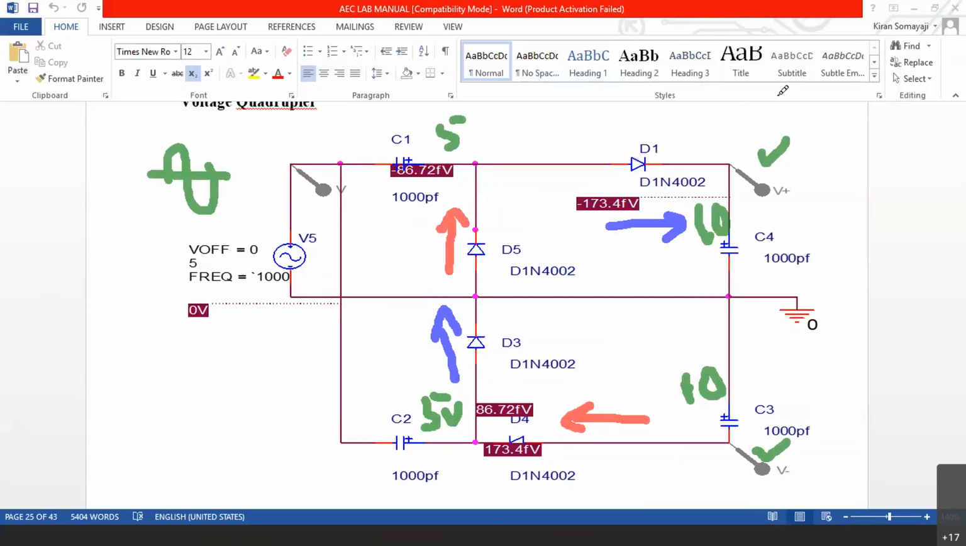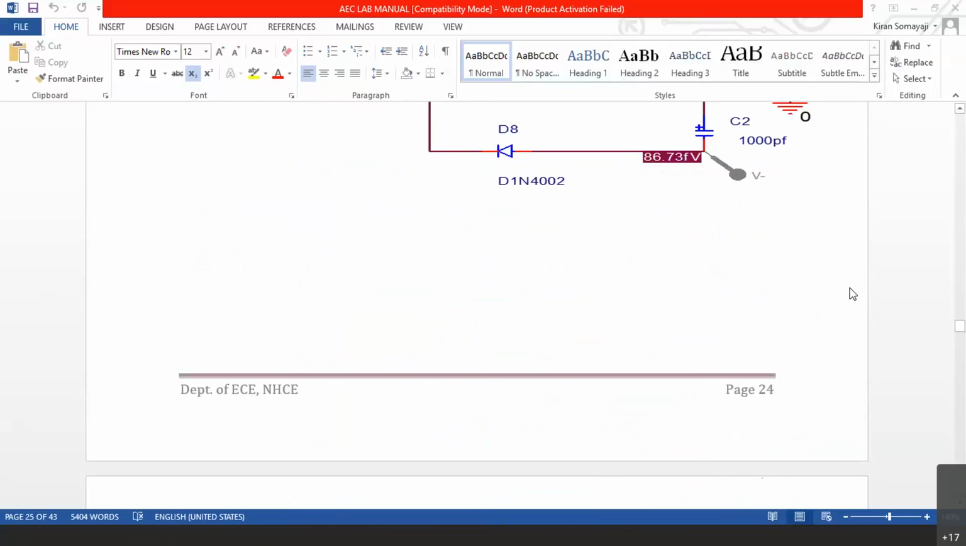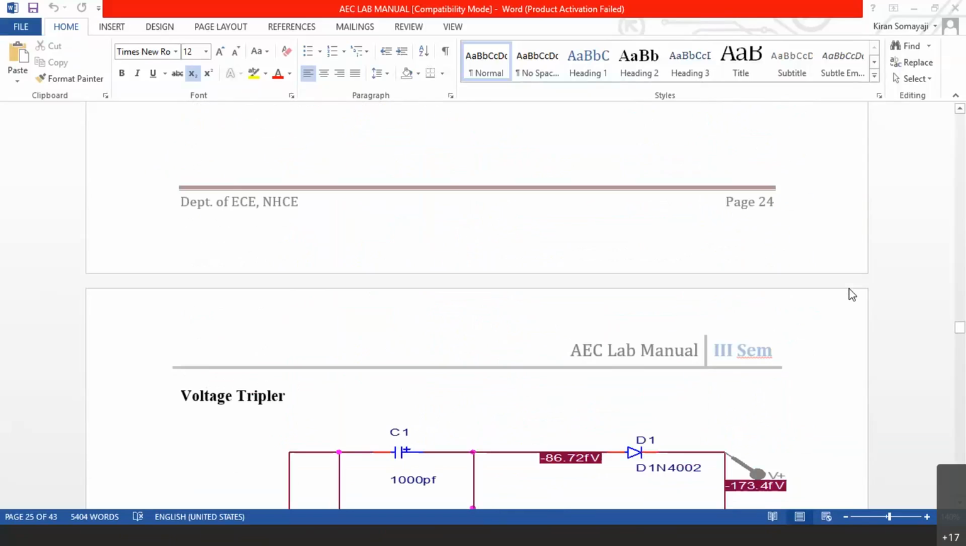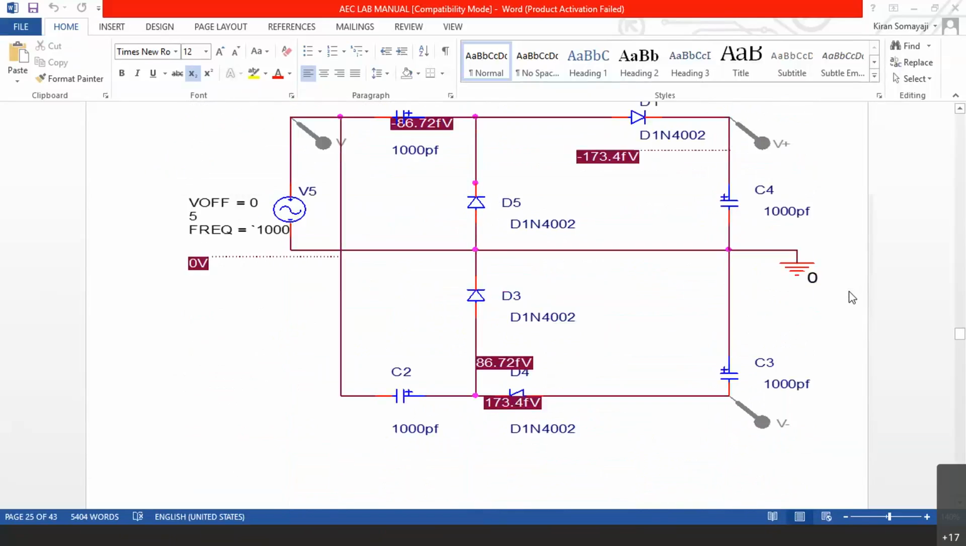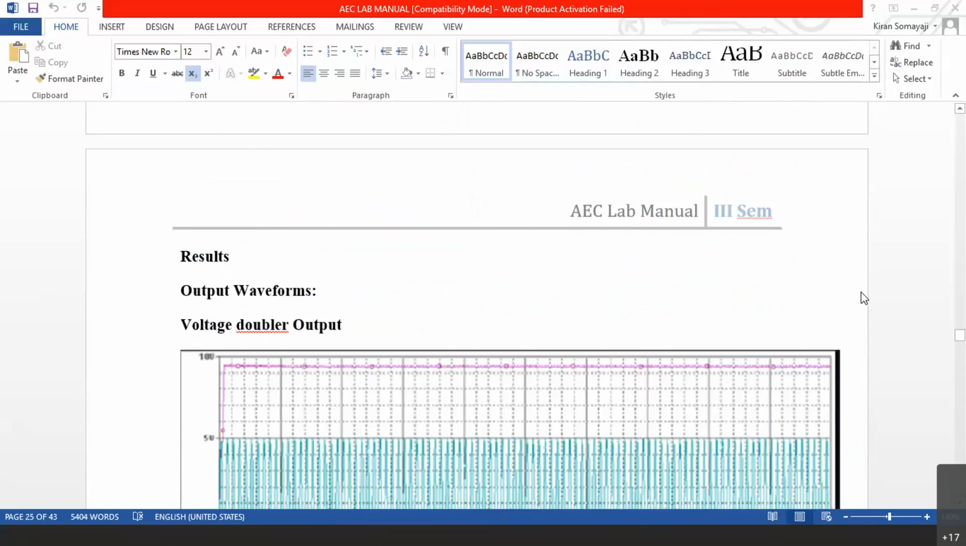And with that, I have completed the circuit descriptions of the voltage doubler, half wave voltage doubler, then full wave voltage doubler, full wave tripler, full wave quadrupler. Let us see the simulation results.